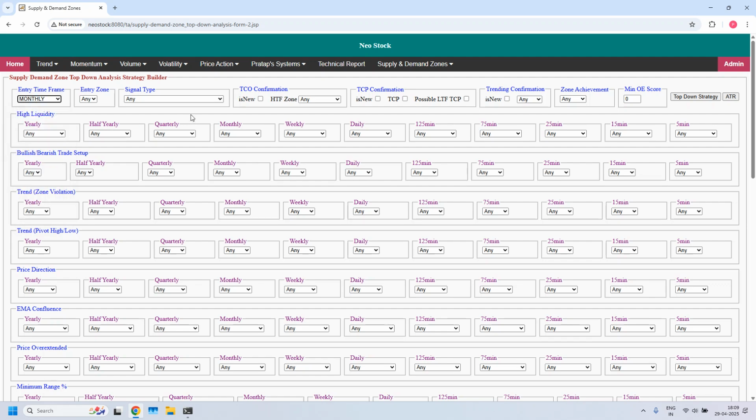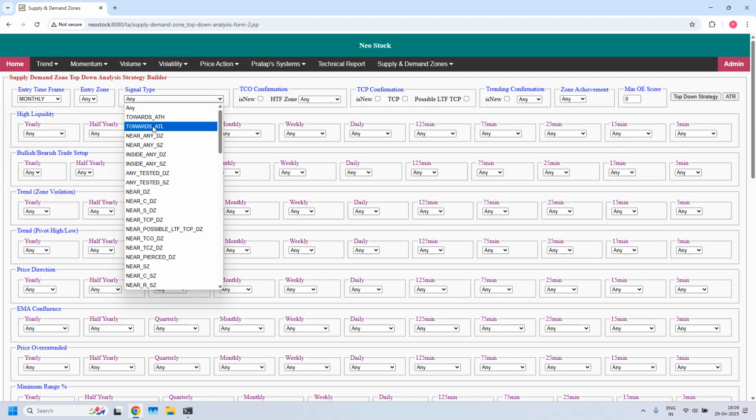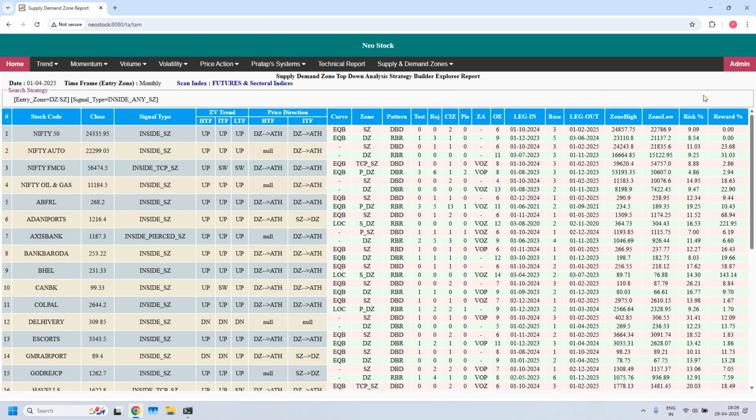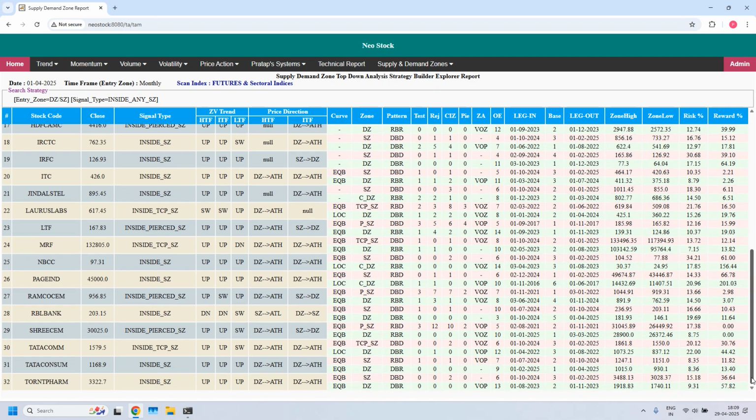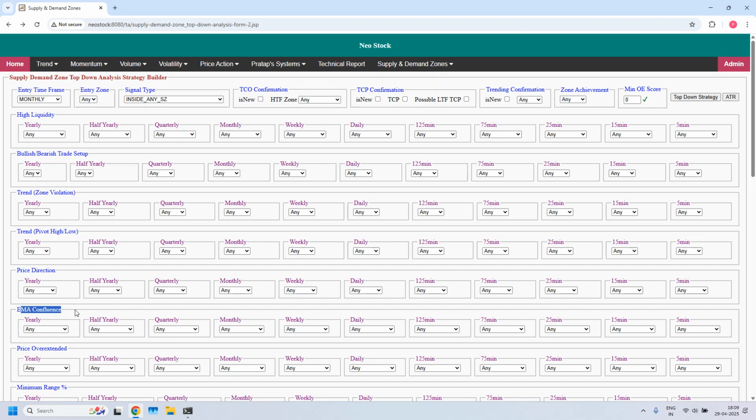Monthly time frame. Price closed inside the monthly supply zone. First 15 stocks in the list. Scrolling the list down. Total 32 stocks are filtered. So let's verify out of these 32 how many monthly supply zones are having monthly EMA confluence.